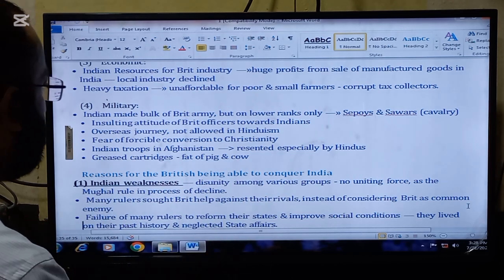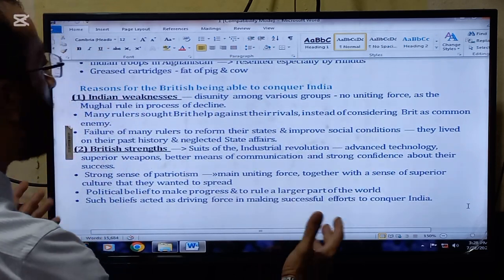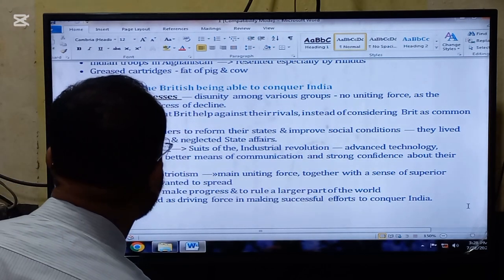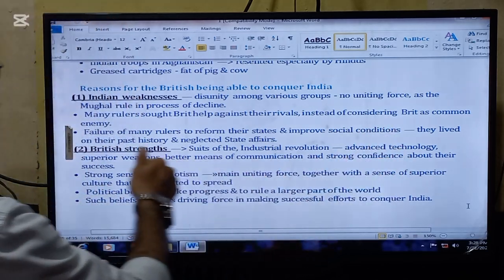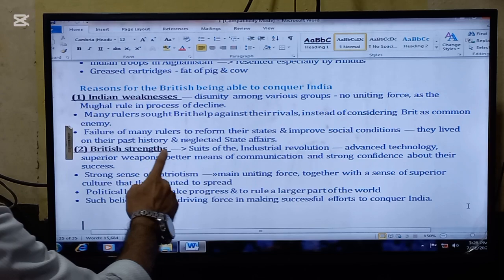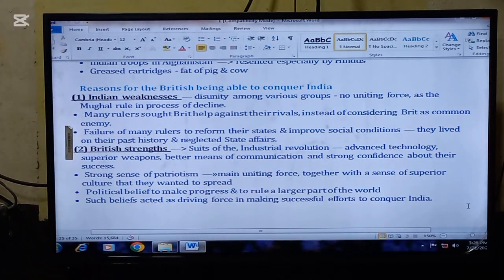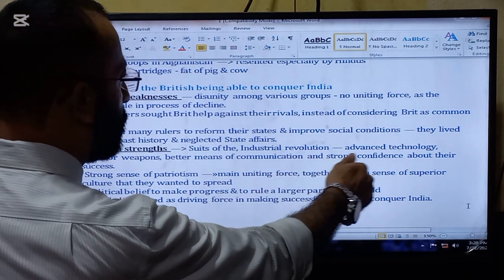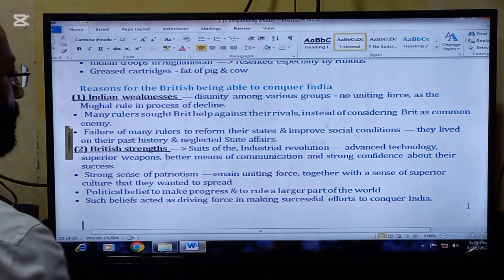Now, reasons for the British being able to conquer India. So, what were the reasons? How did they capture India? The first is Indian weakness. Disunity among various groups, no uniting force as the Mughal rule was in the process of decline. Many rulers sought British help against their rivals instead of considering the British as a common enemy. Failure of many rulers to reform their states and improve social conditions. They lived on their past history and neglected state affairs.